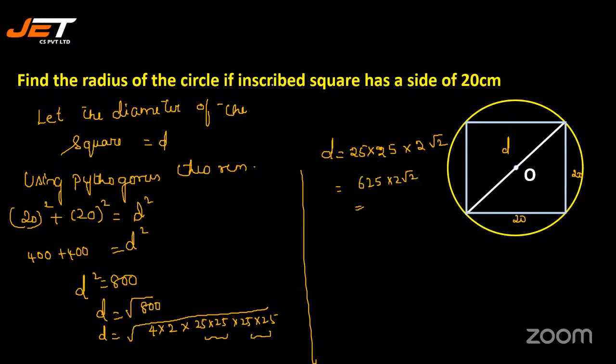So 625 into 2 will give us 1250 root 2 centimeter. This is the diameter, but they're asking us the radius. So 1250 root 2 by 2, which is 2 6s are 12, 2 2s are 4, 2 5s are 10. 625 root 2 centimeter. So this is the radius.